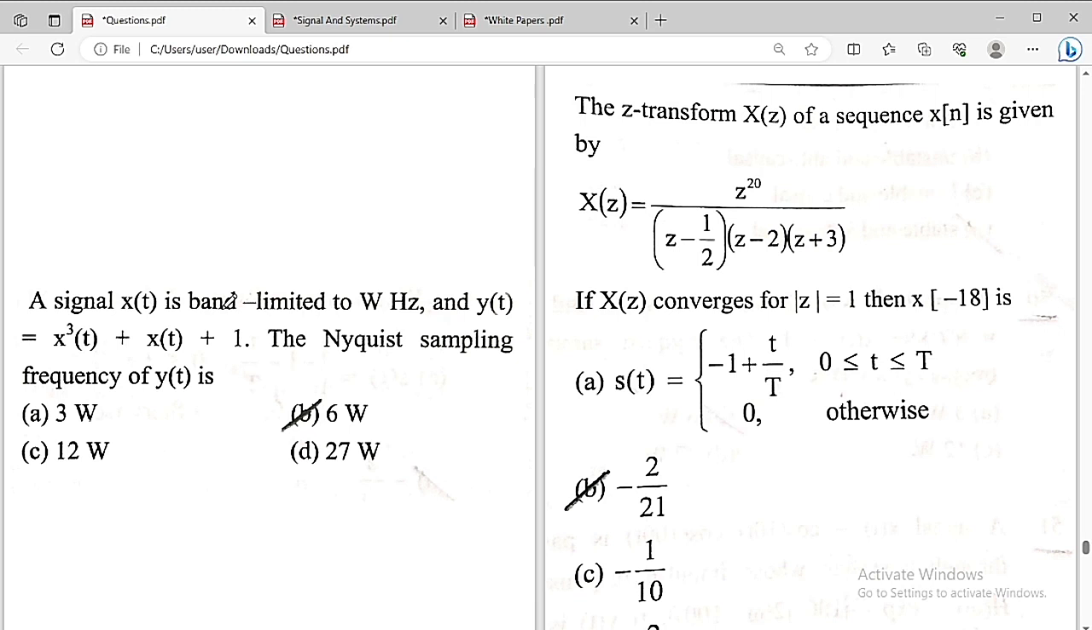I have already told you the meaning of Nyquist sampling frequency or Nyquist rate. It is nothing but the minimum sampling frequency in order to get the original signal from its samples. So what do we need to figure out? Of the four options, option B, 6W, is the correct solution of this question. So let's solve this numerical.